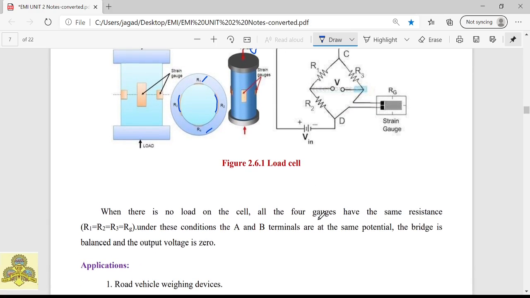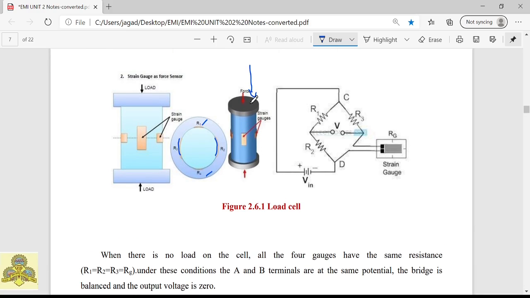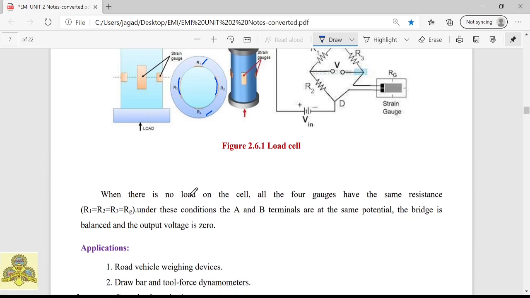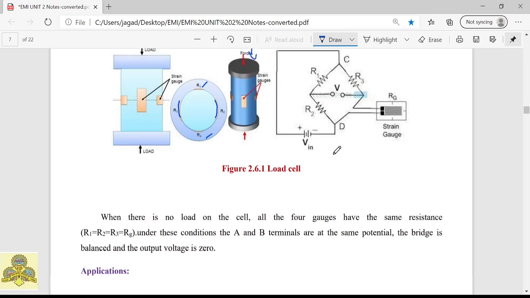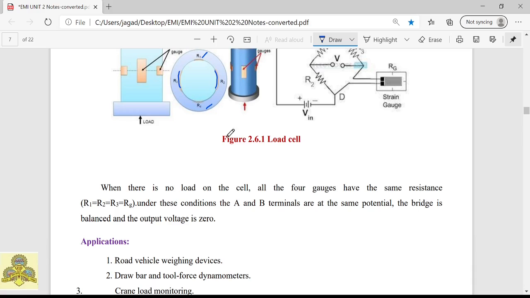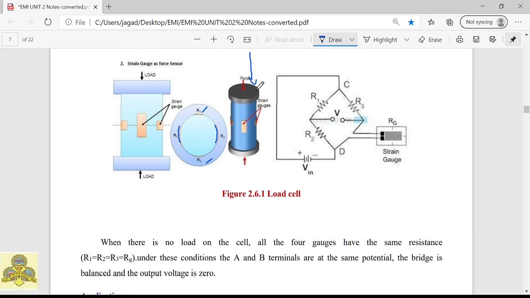So what happens here? When no load is applied, R1 equals R2 equals R3 equals RG. The circuit you are seeing here is the equivalent circuit for this strain gauge load cell. What happens? R1, R2, R3 are fixed. This strain gauge RG is connected to all these 4 strain gauges. If there is a pressure, the pressure will change this resistance, and this in turn will change the circuit stability. When there is no force, there is no pressure applied on the load cell.